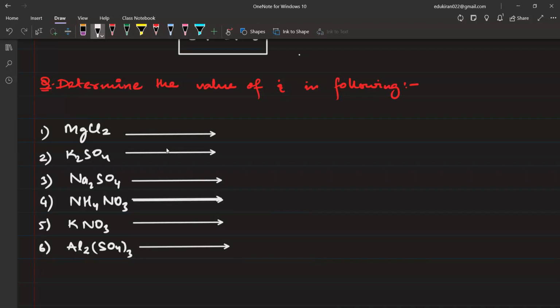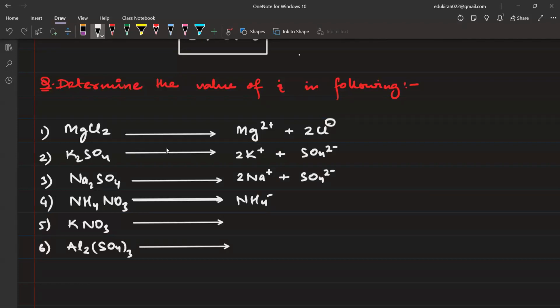Please see. MgCl2 will dissociate into Mg2+ and 2Cl-. K2SO4 will dissociate into 2K+ and SO4 2-. Na2SO4 will dissociate into 2Na+ and 1 SO4 2-. NH4NO3 will dissociate into NH4+ and NO3-. KNO3 gives K+ and NO3-. Al2(SO4)3 will dissociate into 2Al3+ plus 3SO4 2-.